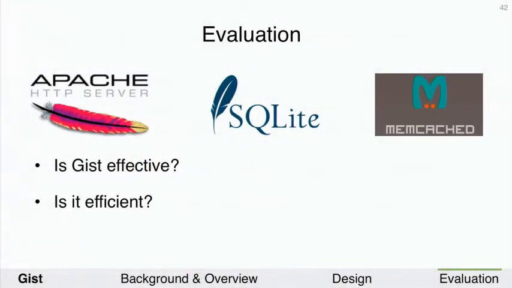All right, so we discussed the design of GIST. Now I'd like to briefly talk about how we evaluated it. We evaluated our GIST prototype using real-world systems such as the Apache web server, SQLite embedded database, and Memcache distributed object cache. And in this section, I'll basically answer the questions of whether GIST is effective and whether it is efficient.